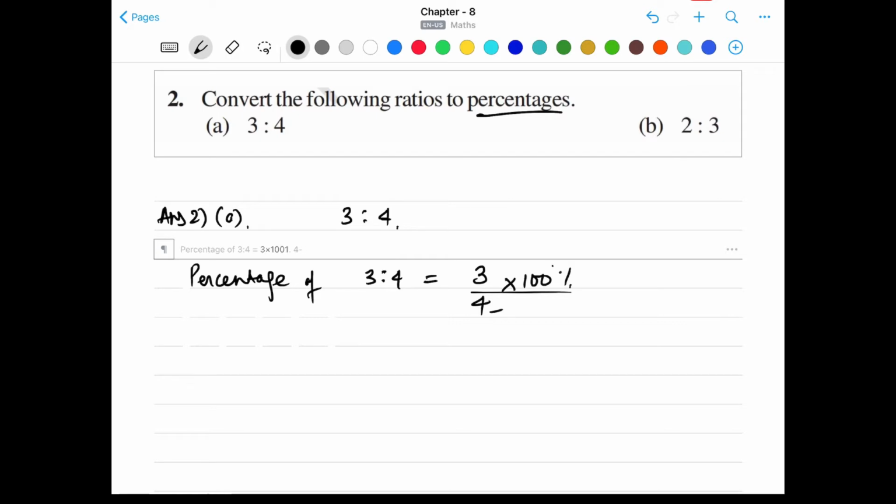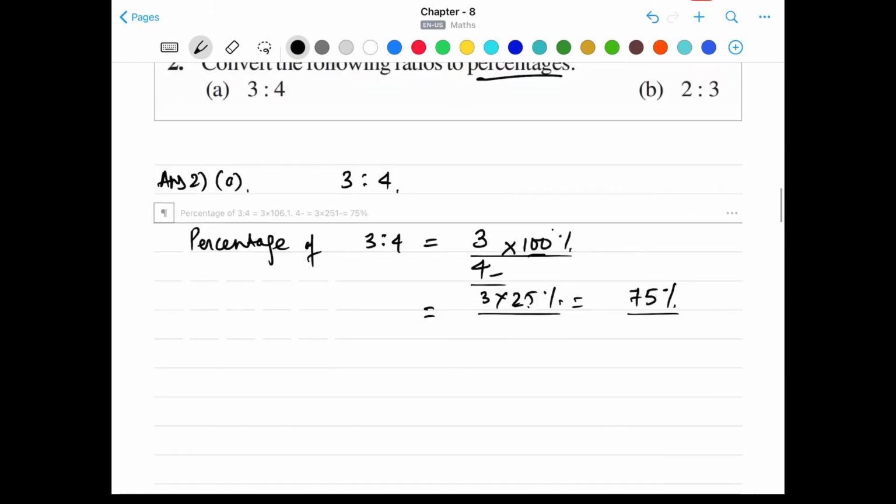Okay, so that will be 3 into 25%. So when you multiply that, you will get 75%. Okay, so for the percentage of the ratio 3 to 4, you will first write this in quotient form, that is 3 divided by 4, and will always multiply that by 100%. So when you divide 100 by 4, you will get 25, and this 25 into 3 will give us 75%. Okay, so 3 is to 4 is equal to 75%.